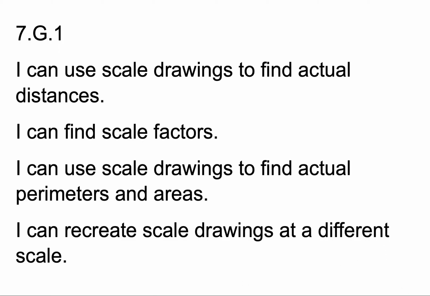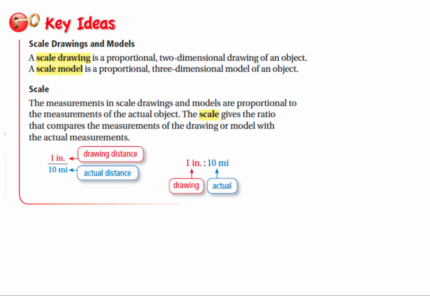All right, so for our key idea here, scale drawings, proportional, two-dimensional drawing of an object. That's something like a blueprint, which is a drawing of a building or something else being constructed, or a map. A scale model is a proportional three-dimensional model of an object. A lot of times scales are smaller than what the actual thing is, but sometimes it happens to be larger.